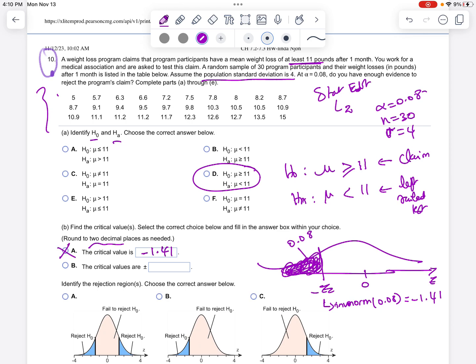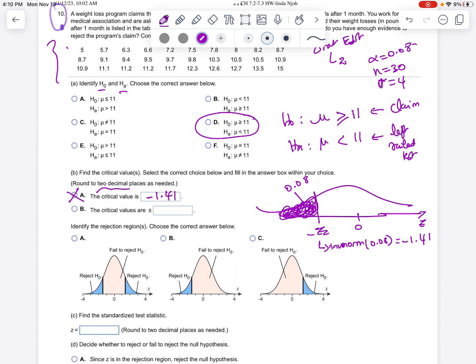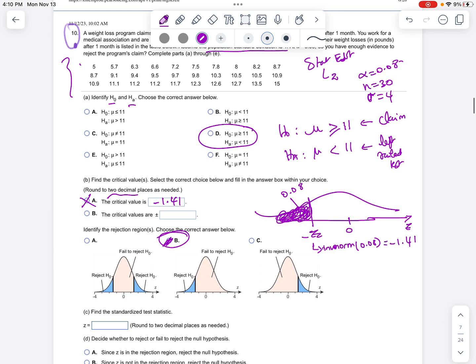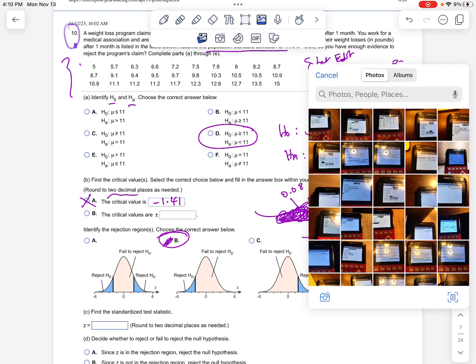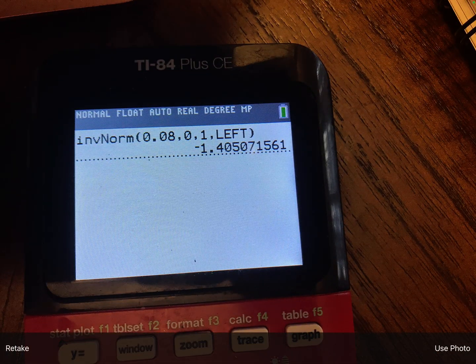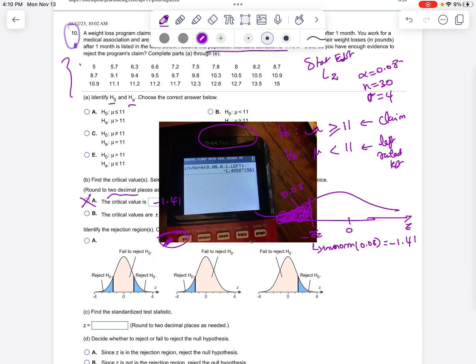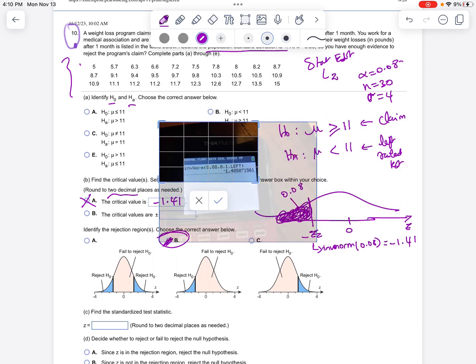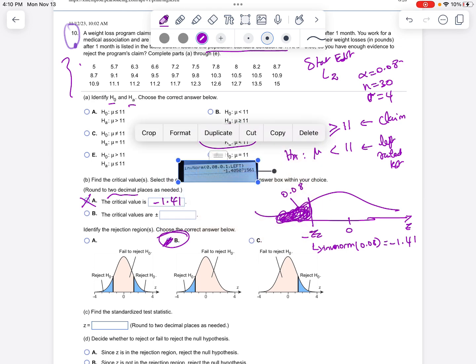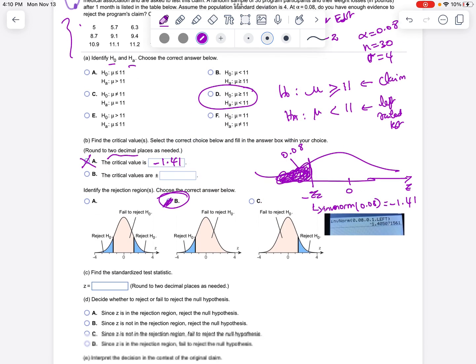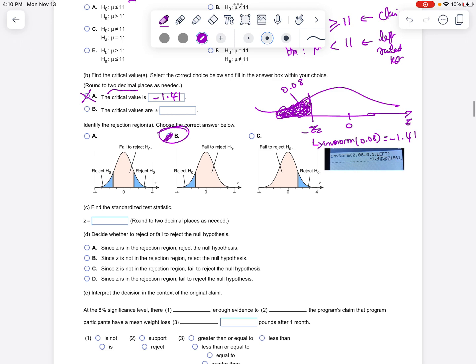All right, it's a left tail test. The choice should be B, left tail test. So let's start with the first picture. This one is finding my critical value. You could use your table at any time you like. You can use your normal table. There goes inverse norm.